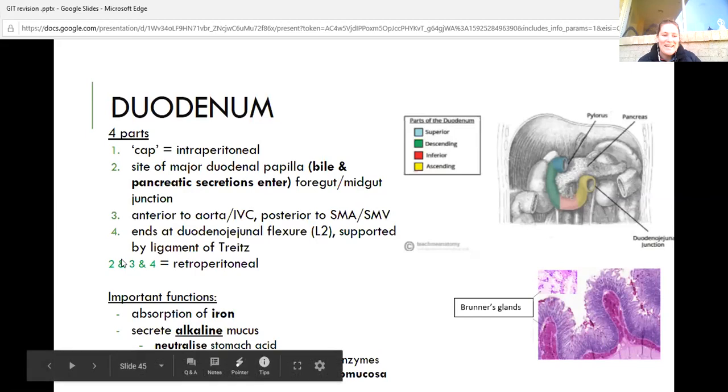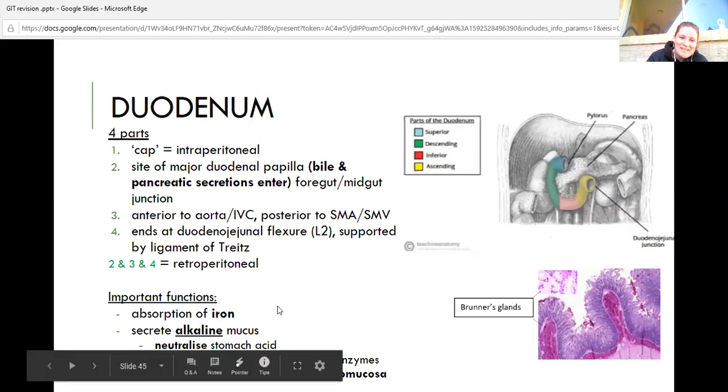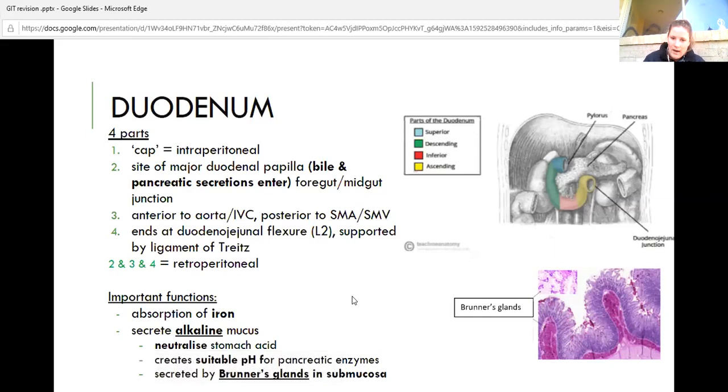And yeah, the second, third, and fourth parts are retroperitoneal. And then important functions: absorption of iron, secreting alkaline mucus and neutralizing the stomach acid. And then on histology, the big buzzword is Brunner's glands, which help secrete a lot of the bicarbonate mucus, which makes an environment that activates pancreatic enzymes. So acid is for the stomach enzymes, and then a more alkaline environment is for the pancreatic enzymes.